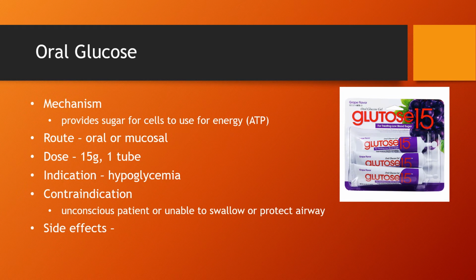Your oral glucose provides sugar to your cells so that they can start producing ATP. This is another oral medication, or it can be considered mucosal because I can administer it underneath the patient's tongue or in their cheek if they're altered and I'm worried about them choking on it. If they're unconscious, I can't give it to them. So an unconscious patient cannot be given oral glucose. But if they're just altered or a little confused, I can put it in their cheek. 15 grams comes in 1 tube, and the indication would be low blood sugar.